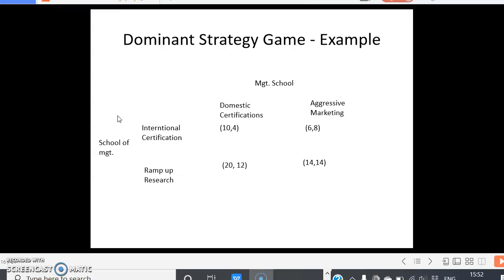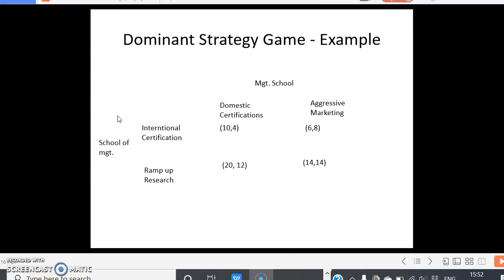Let's say that there are two business schools. One school is called School of Management and the other school is called Management School. Let's say this is an oligopolistic market and School of Management has got two strategies. It can go for international certification or it can go for ramping up its research. Management School has another two strategies. It can go for domestic certifications or it can go for aggressive marketing.